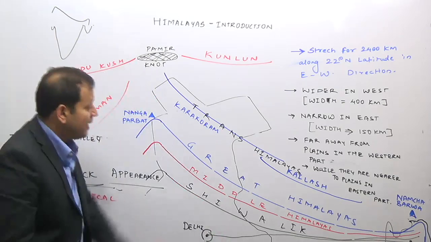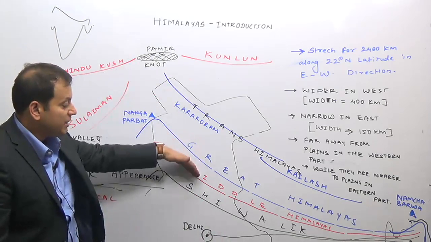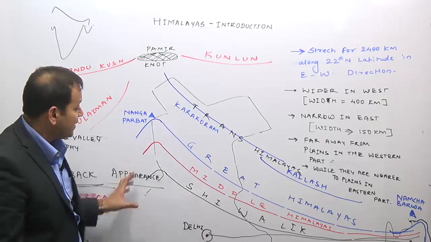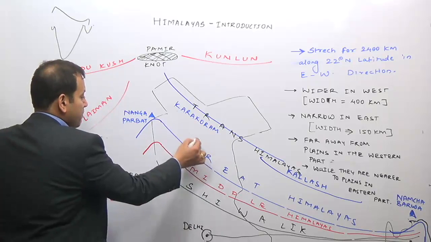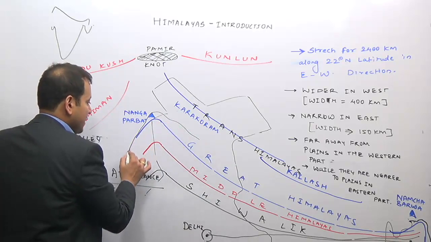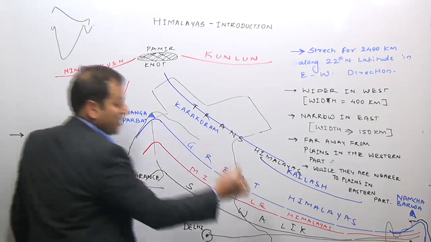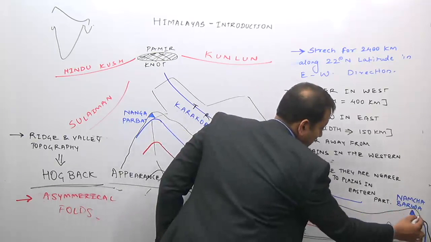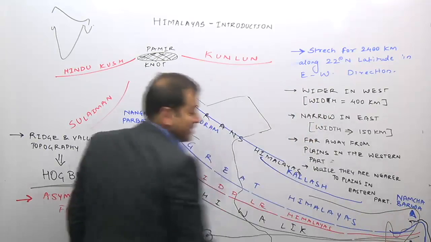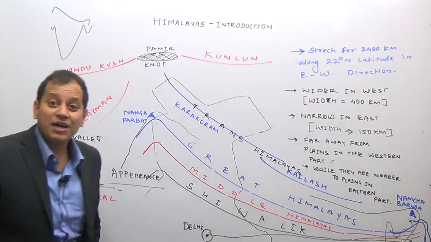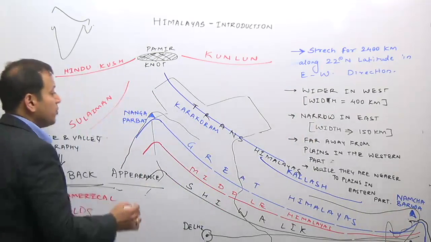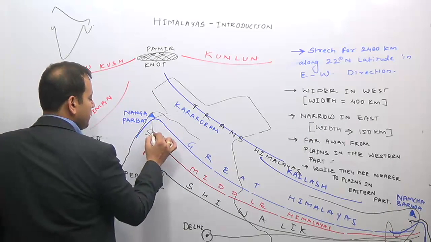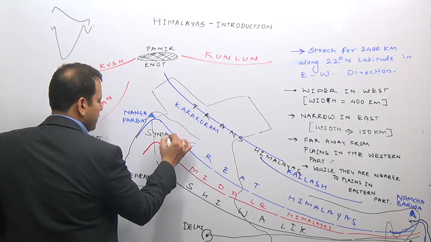So how are the Himalayas? They are divided into the Great, Middle and the Shivalik ranges. You can see there are hairpin bends. To the north of this hairpin bend, river Indus suddenly enters the plains, and to the north of this hairpin bend, river Brahmaputra suddenly enters India. These are known as a syntaxial bend in the Himalayas. We have done that in the previous lecture.